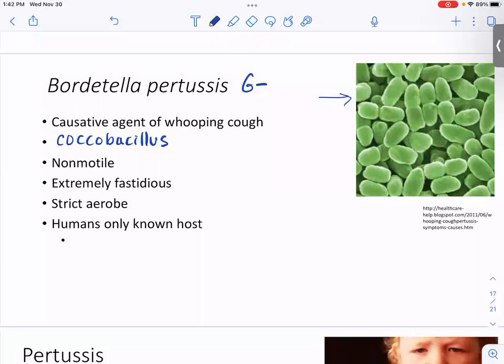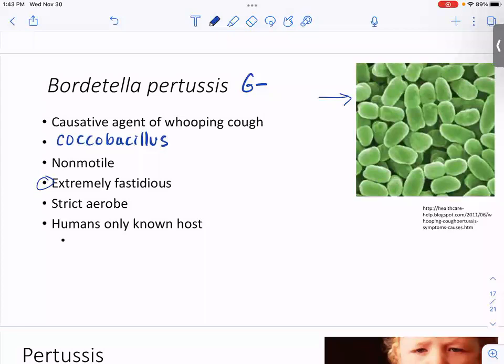Another organism that's considered non-motile, no flagella, like the Neisseria, is very fastidious. So it's difficult to grow this organism in the lab, it has to have certain growth media. I know that when you test somebody for whooping cough, that test has to be really quickly transmitted to the lab to test it right away. Otherwise, the organism doesn't survive. So it's just hard to grow in the lab.